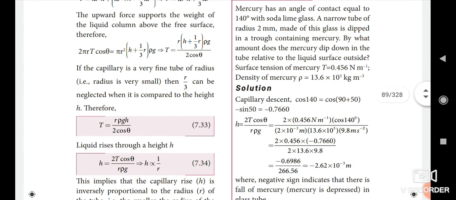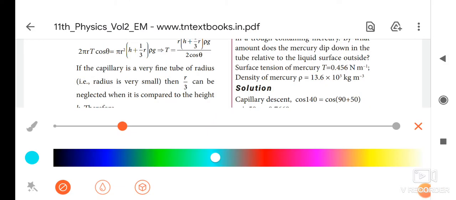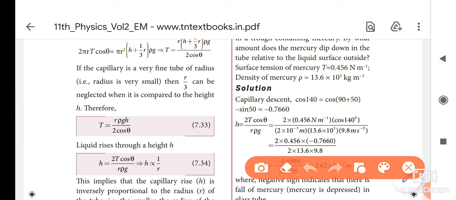Okay, next, if the capillary is a very fine tube, that is, the radius is very small, then r by 3 can be neglected. If the capillary radius value is very small, the r by 3 value will be neglected. Therefore what is the T value? If r by 3 can be neglected, then what is the remaining value?